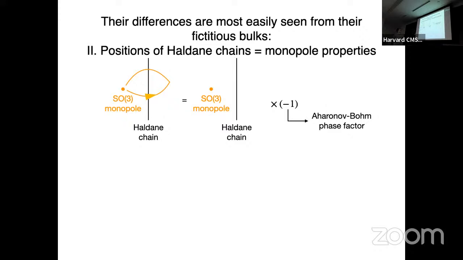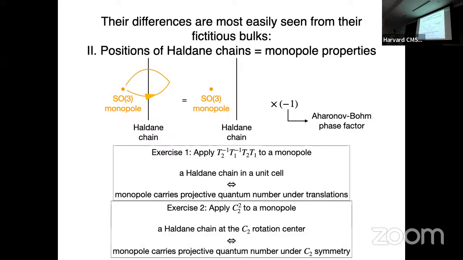This can be derived by looking at the partition function of the Haldane chain. Now I will use this knowledge to do two exercises. In the first exercise, I will apply this sequence of operations to the monopole: translation along one direction, translation along the other direction, inverse translation along the first direction, inverse translation along the second direction.